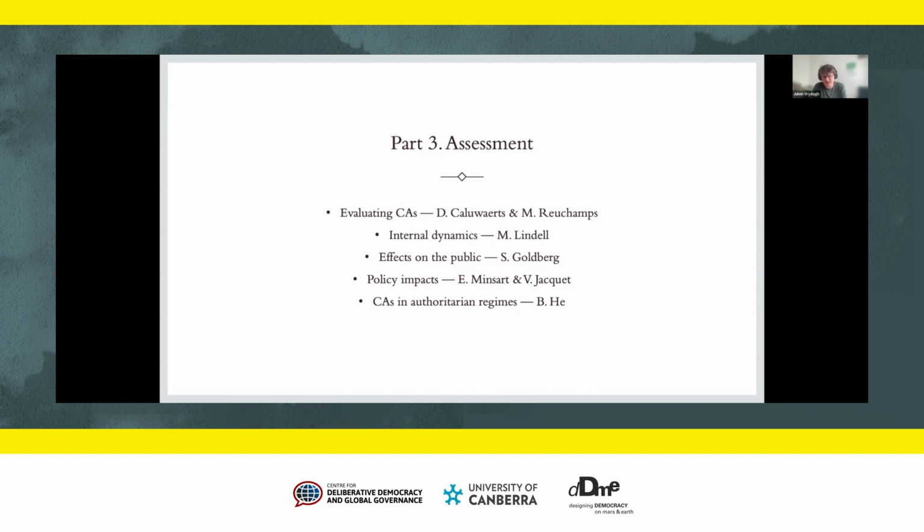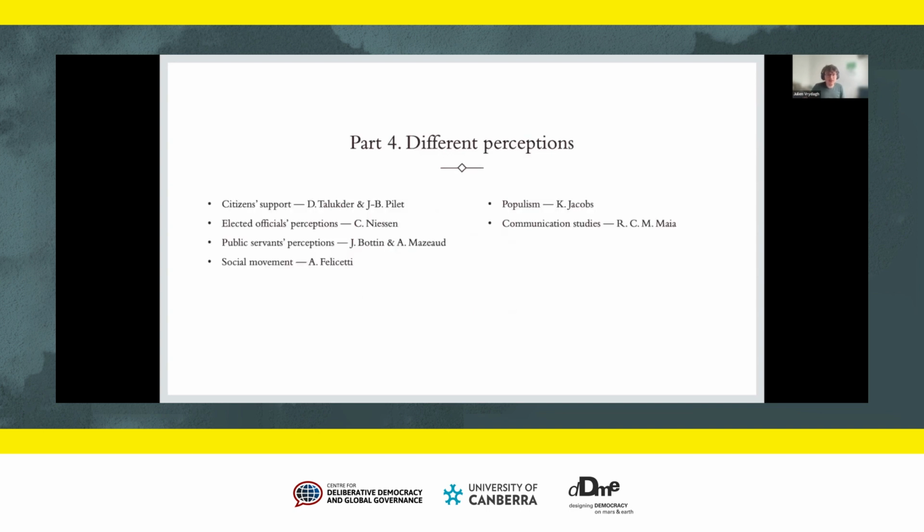And that's a very interesting discussion because it discusses the different degrees of empowerment in citizens' assemblies in Libya, China, and Cuba. And so for the final part, basically there we try to see how citizens' assemblies are perceived through different groups and in different fields and literature.